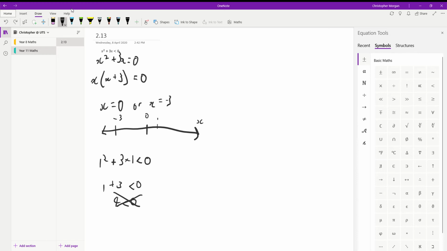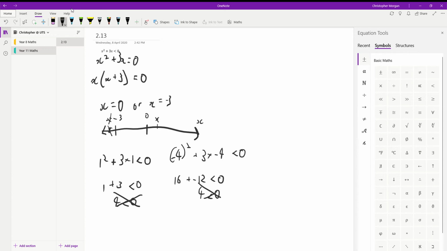We can also check outside the -3. So a solution right there might be -4. Once again, we can check that. We have -4 all squared plus 3 times -4. Is that less than 0? Well, -4 squared is 16, plus -12. Is that less than 0? Well, is 4 less than 0? No, it is not. So, therefore, our solution does not lie outside our range.